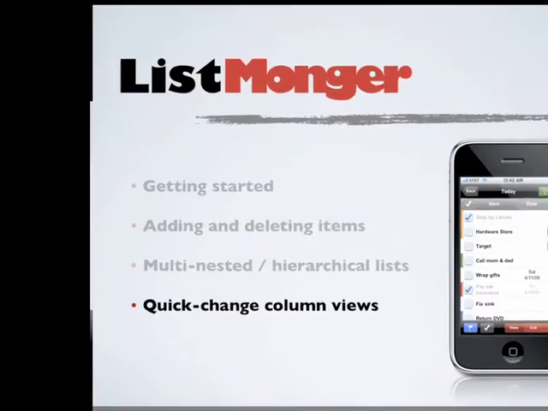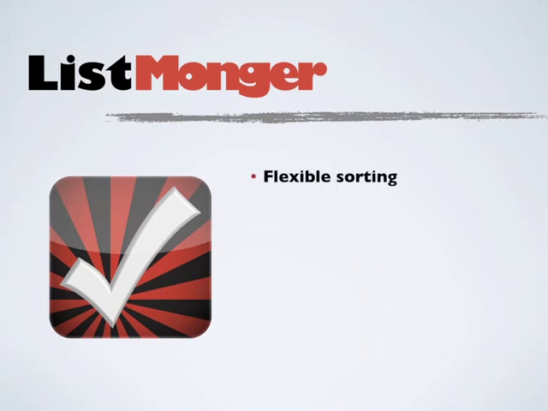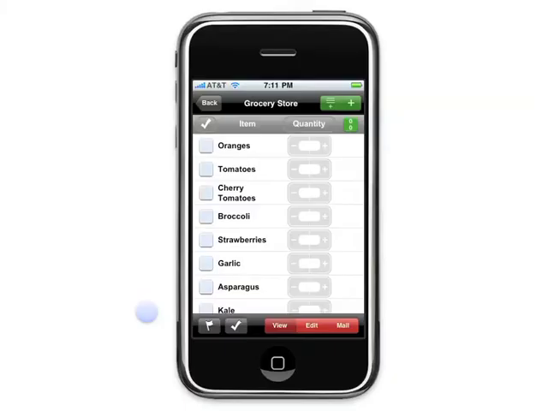Next, I'd like to demonstrate ListMonger's sorting options. First, you can manually adjust the order that items appear using drag and drop.